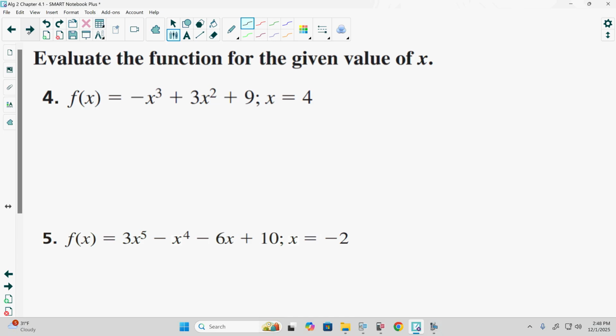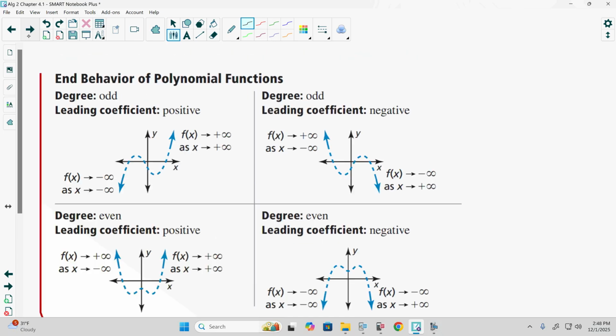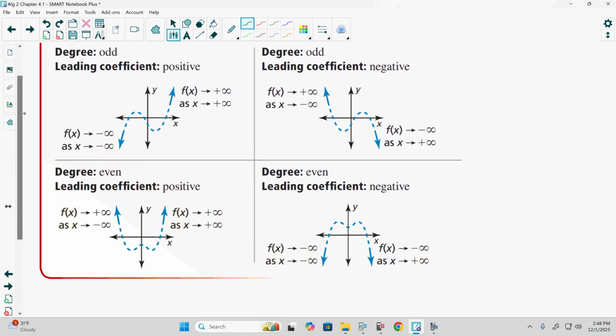Questions on evaluating? We feel good with evaluating. End behavior is the last thing we're talking about today. And really what end behavior is, it's letting us know how the function is going to behave as we increase to the left and to the right. As we plug bigger and bigger values of x into the function, and as we plug smaller and smaller values of x into the function, it's going to behave in one of these four ways.